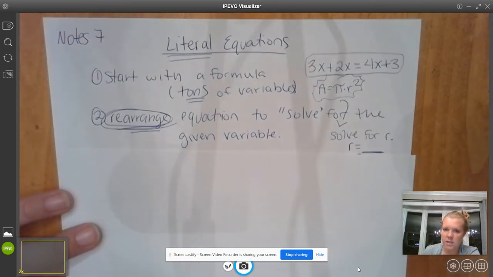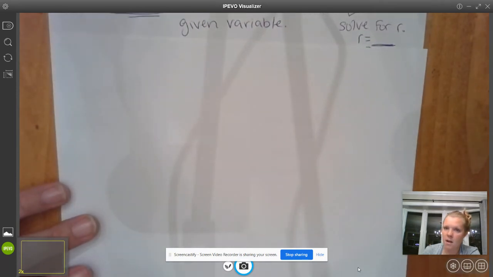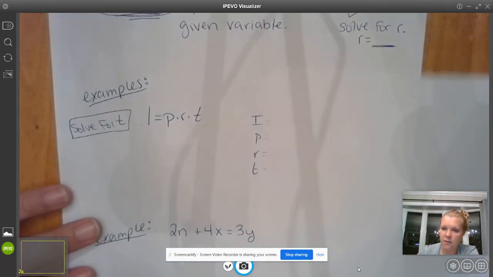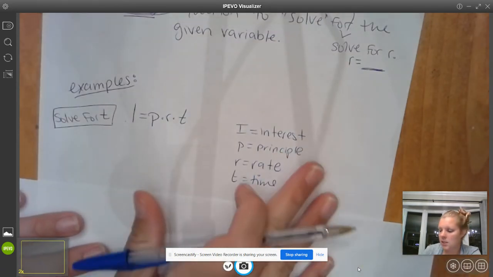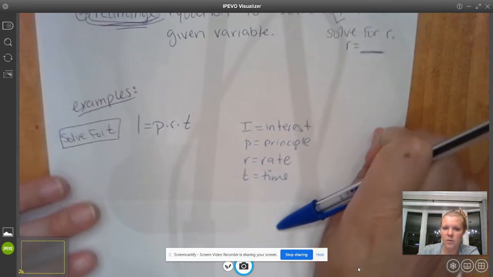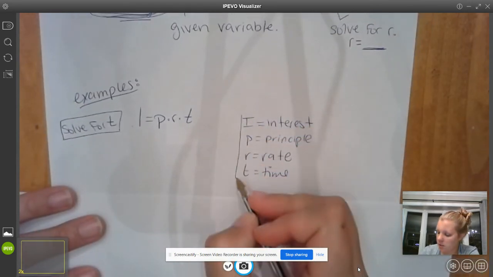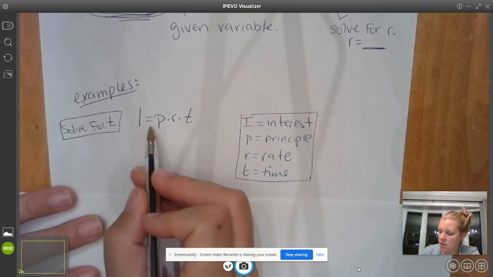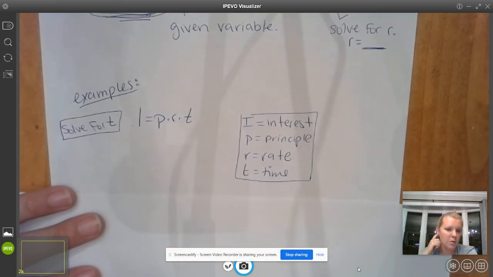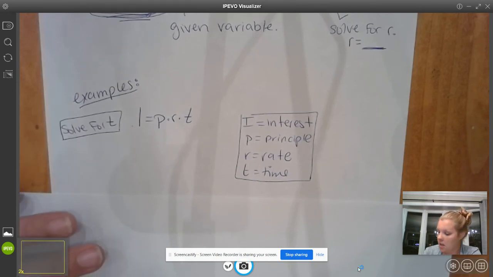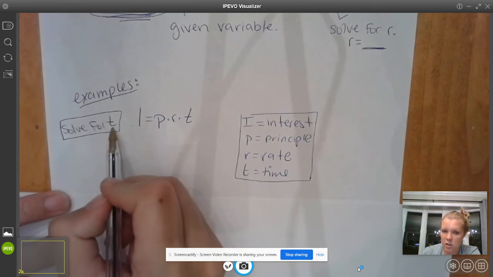So we're going to do two examples. Feel free to press pause if you need additional time to write that down. So this is the interest formula, simple interest. I just put some background information in case you ever see this formula. Interest equals the principal times the rate times the time. Interest has to do with money. If you take out a loan, you borrow money from the bank, you're going to have to pay additional money to the bank because you're using their service. That's what interest is. And so the question says solve for t.